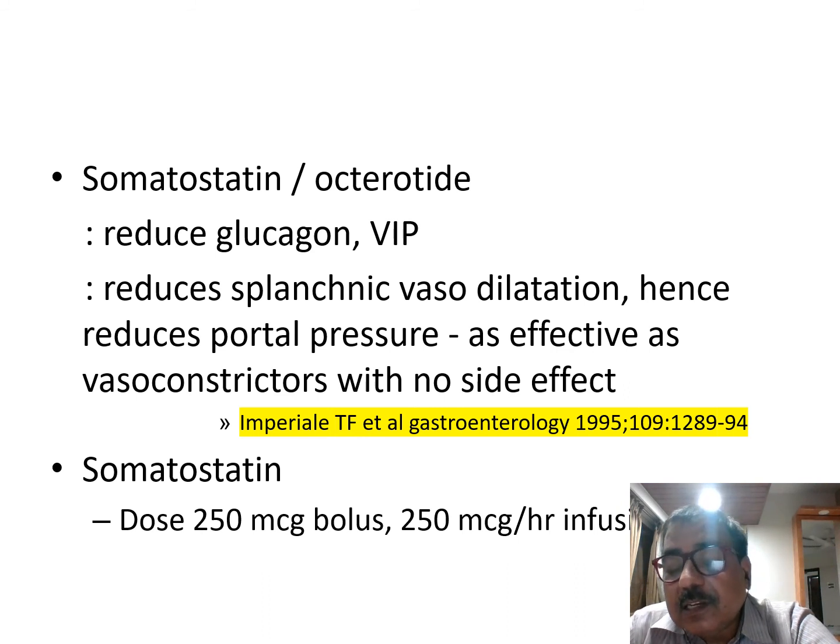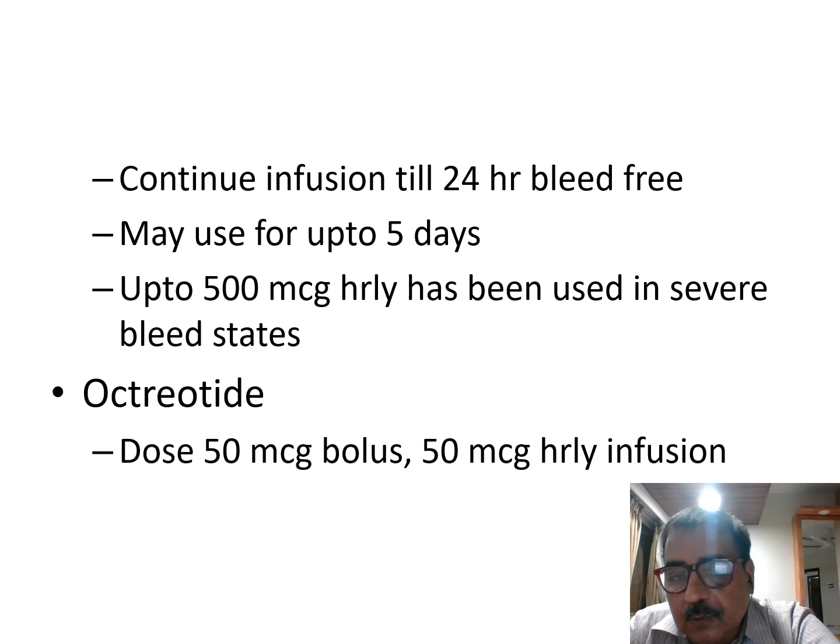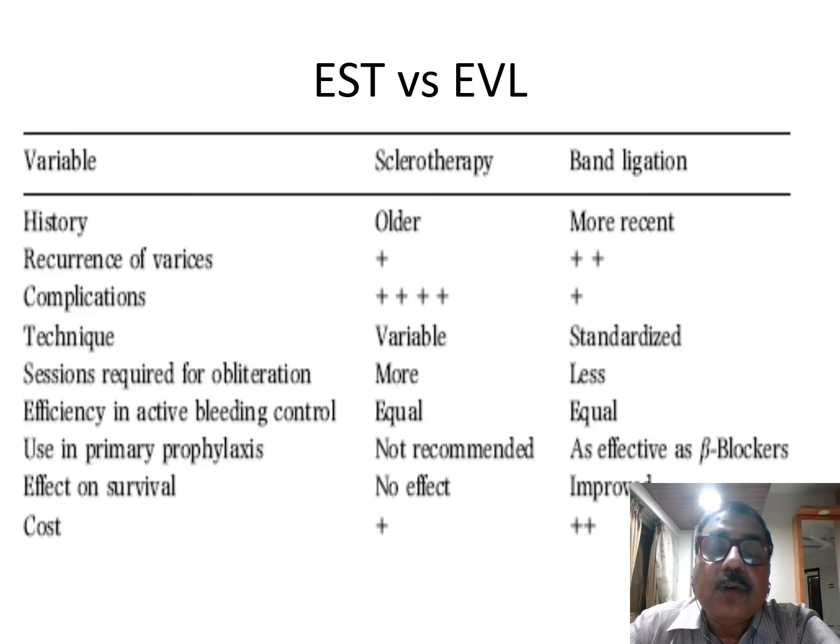It can be given in infusion, and it saves life as well as endoscopy. It can be given till 24 hours of the bleed-free interval, and it can be given for as long as 5 days. It can be used in the severe bleeding stage also, and it can save life. Octreotide, again a 50 microgram bolus and 50 microgram hourly infusion, can be offered.